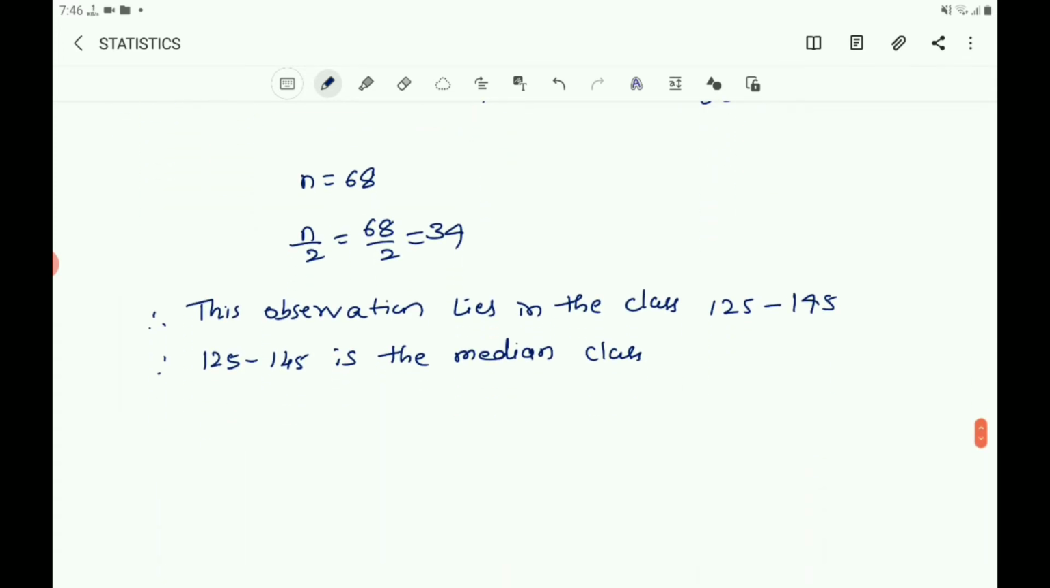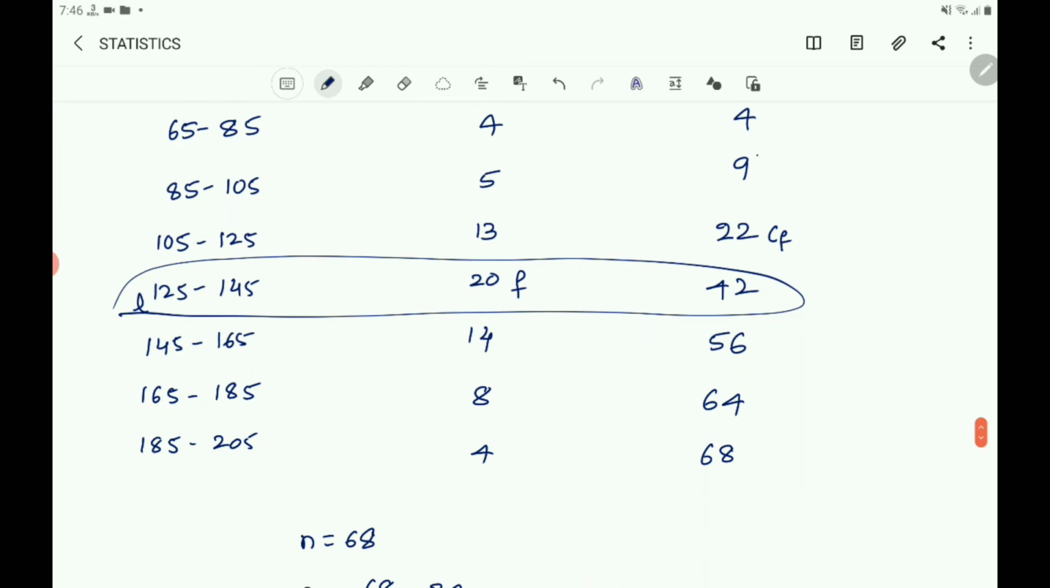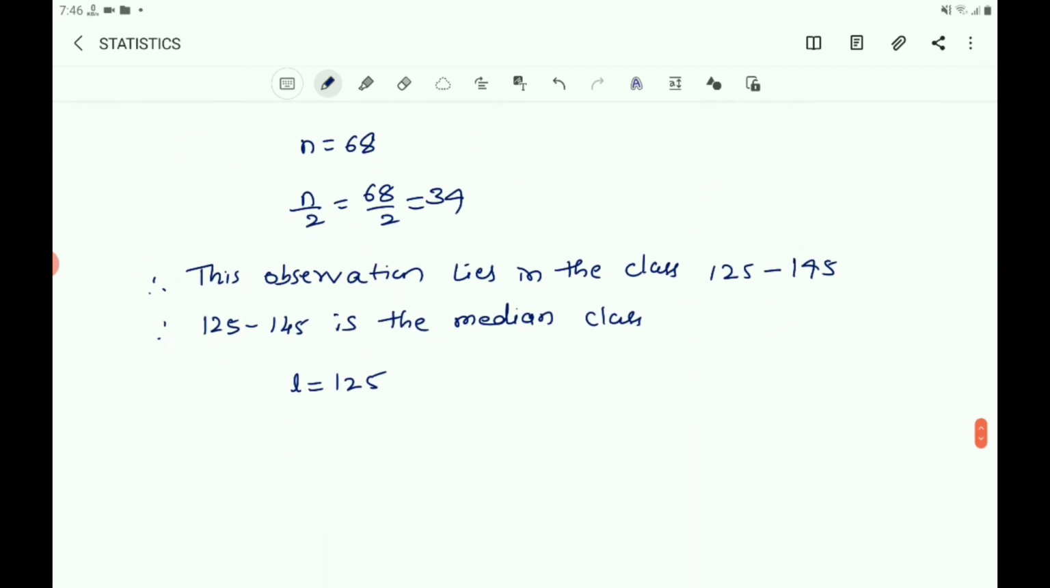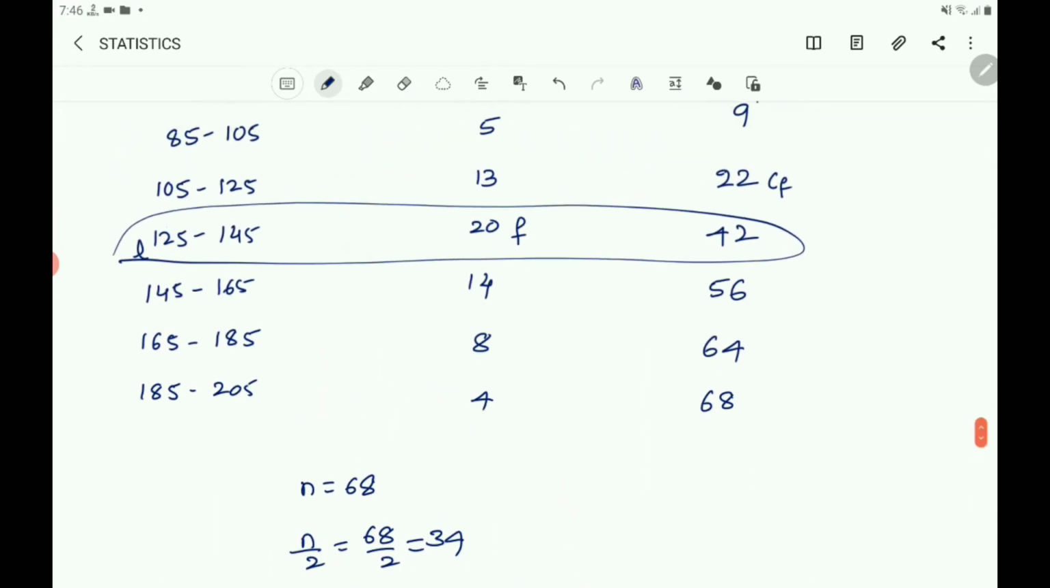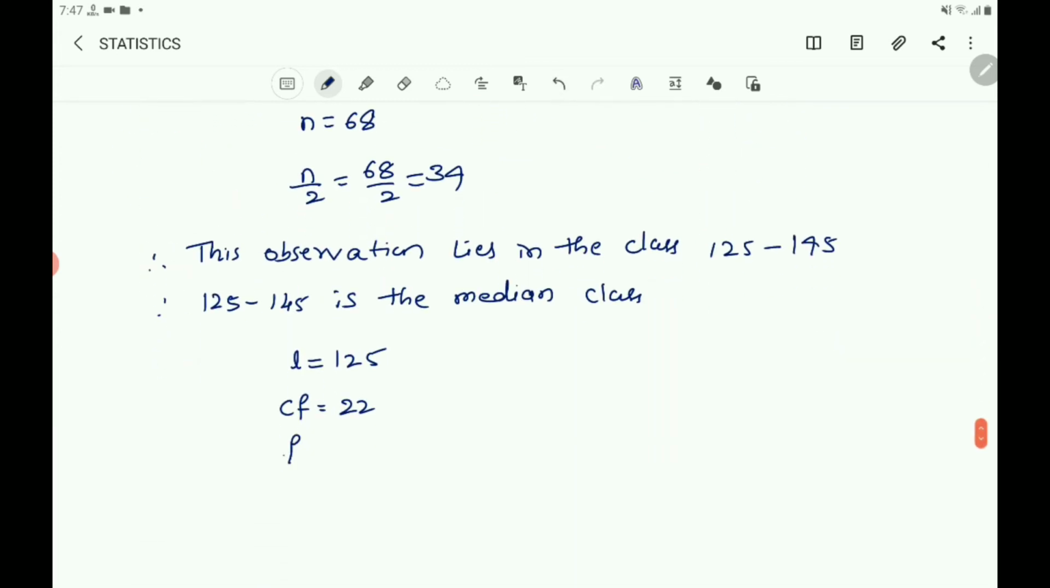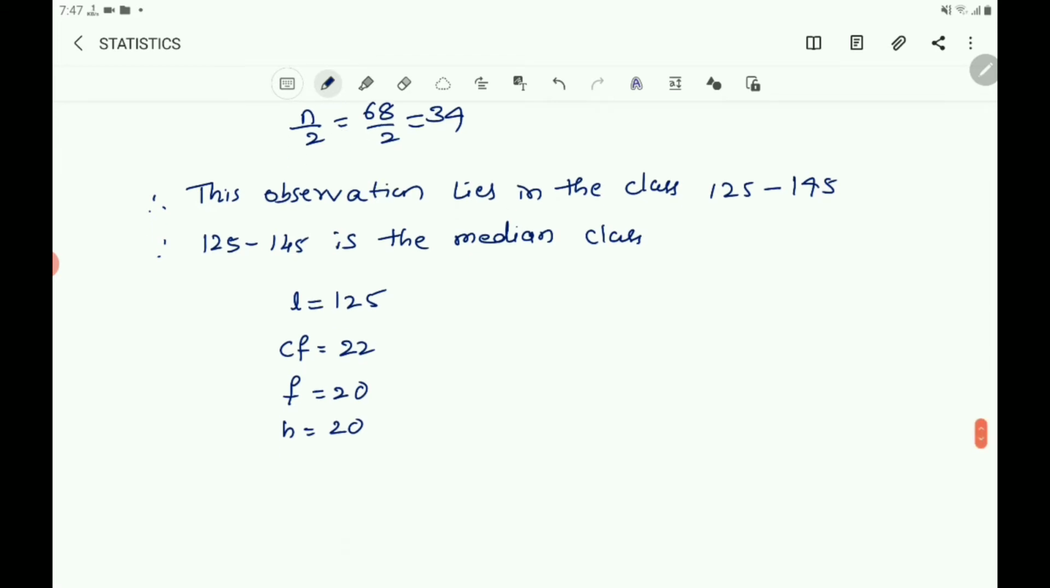So we write one by one. L is the lower limit of the class, 125. CF is 22. F is 20. Then the size of the class H equals 20, that is 145 minus 125 equals 20.